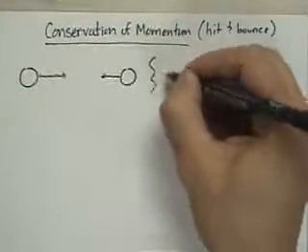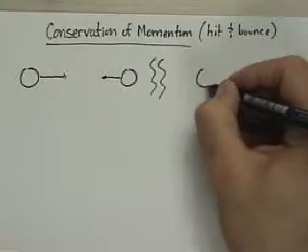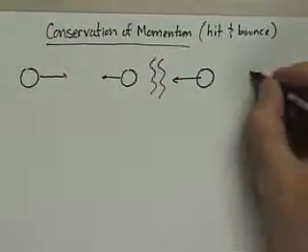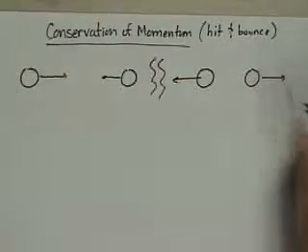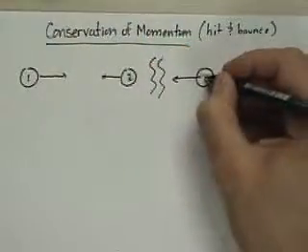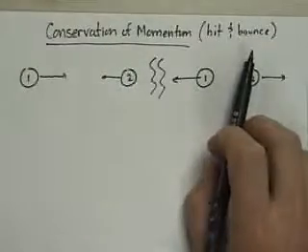They collide, so my squiggly lines indicate collision, and then after they hit, this ball is going to recoil in that direction. This ball is going to recoil in that direction. So this is ball 1, ball 2, ball 1, ball 2. So they come in, they hit, and they bounce.